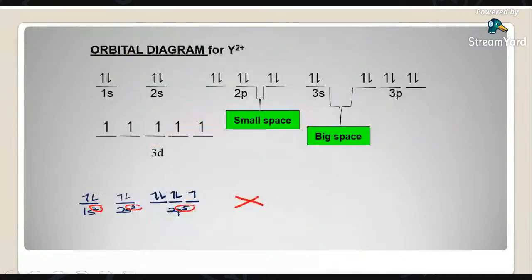Okay, next one. Let's write the orbital diagram. Okay, we have a lot of new terms in this chapter. We have orbital diagram, we have the shape of orbital, and they are two different things. Orbital diagram, shape of orbital. Let's look at what is orbital diagram.